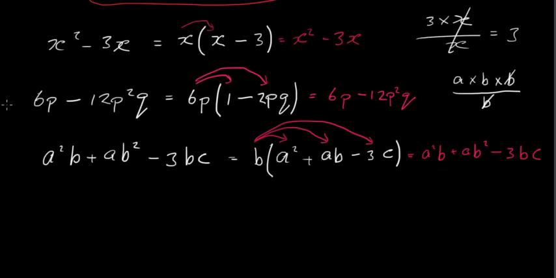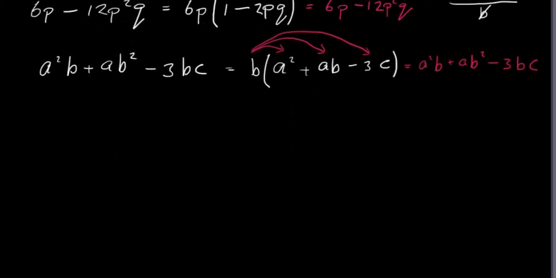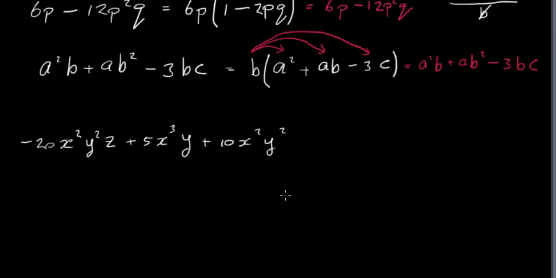Okay, so we'll just try one last one. A little bit longer again. Let's say minus 20x squared y squared z plus 5x cubed y, we'll put a y in there as well, plus 10x squared y squared. Okay, so this is a little bit longer, more letters, more numbers, so let's see what we can do with this. I'll do it down here.